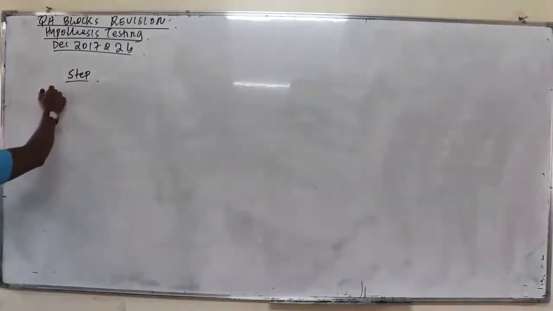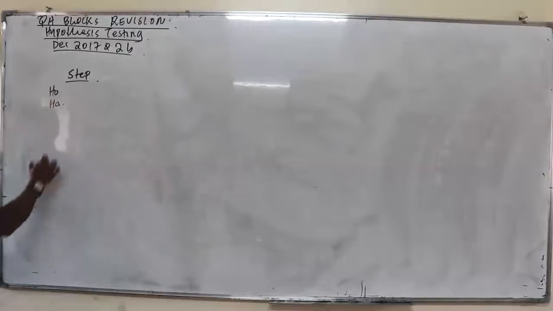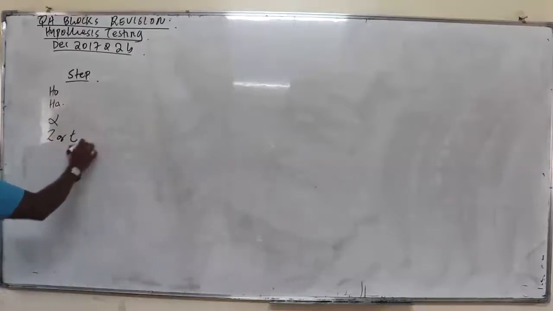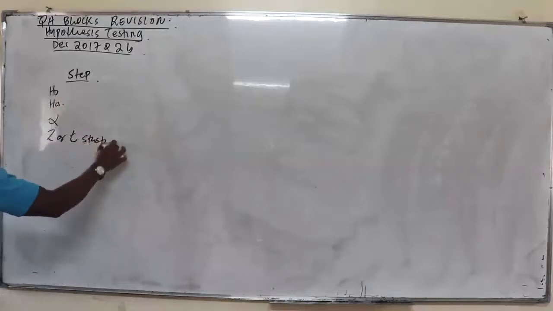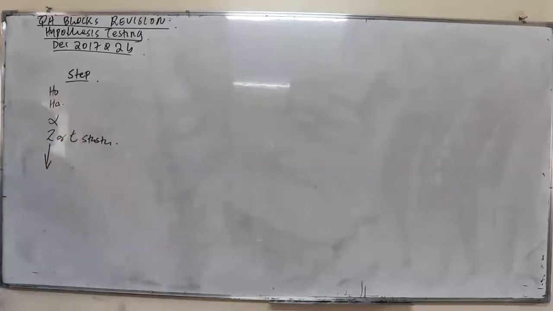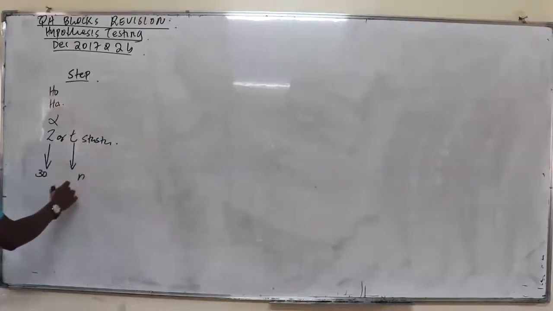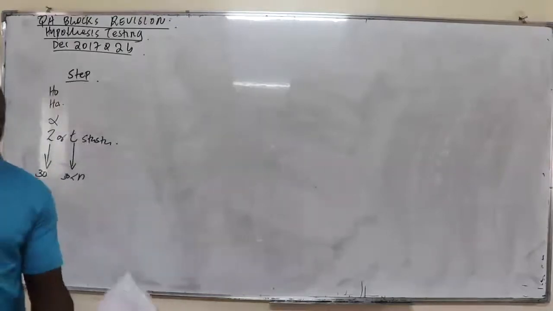One, you determine the null hypothesis and alternate hypothesis. Then you determine the significance level. And then from there, you compute either Z or T statistics. Z statistics is applied for big samples, that is 30 and above, but T is applied when N, the sample size, is less than 30. Good.